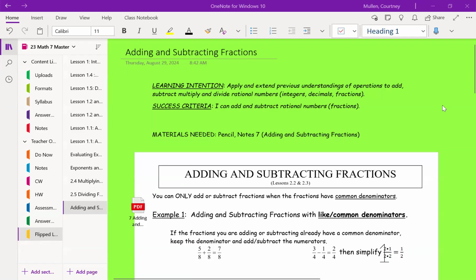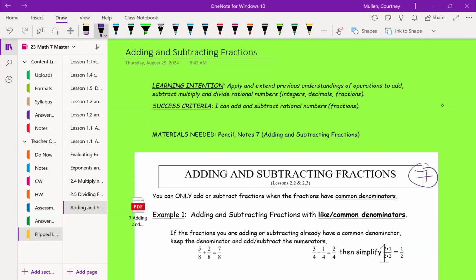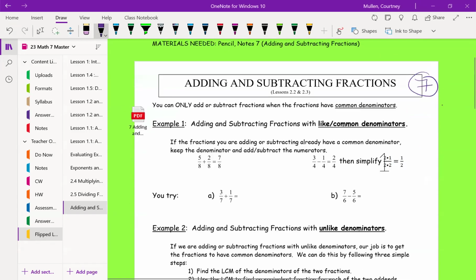Today we're going to be talking about adding and subtracting fractions. You should have some experience with this, but we're also going to throw in positives and negatives. So our integer rules that we learned back in chapter 1 still apply. So you need note 7. So let's label this as note 7 and get ready to rock and roll.